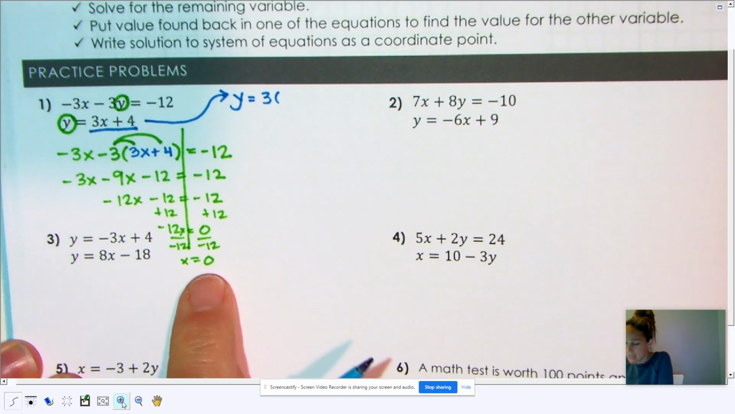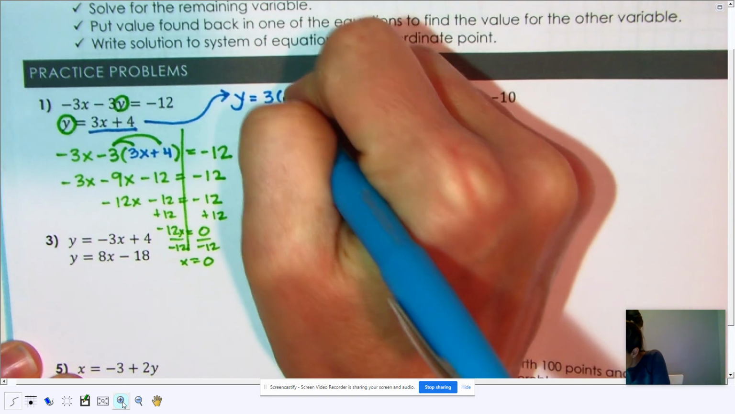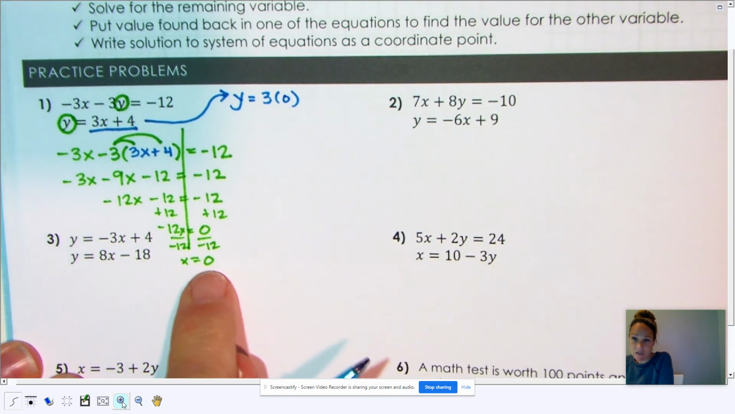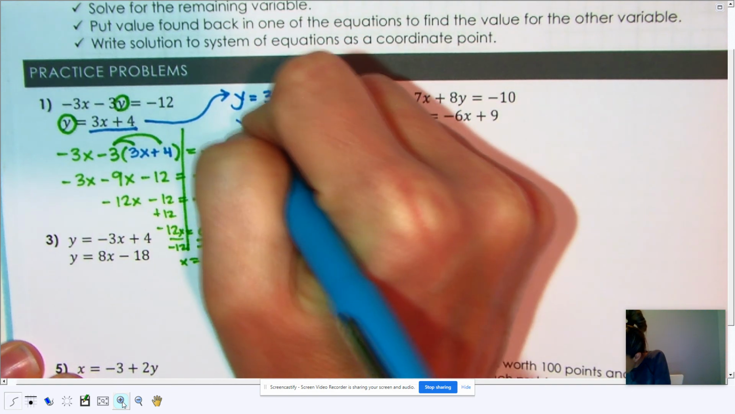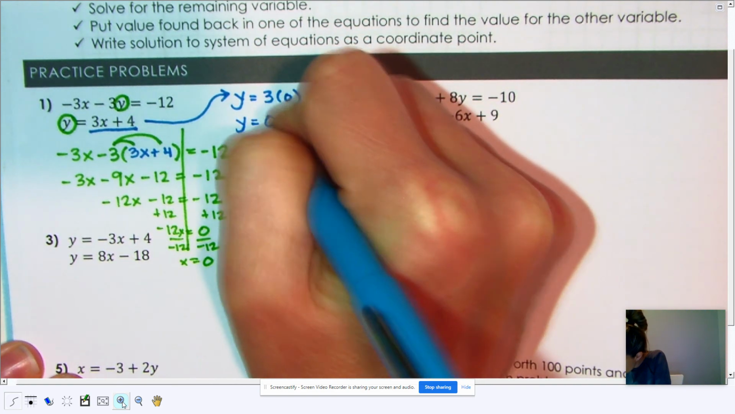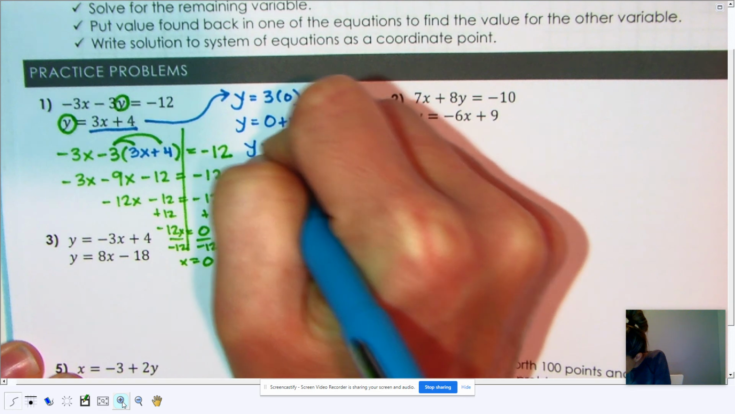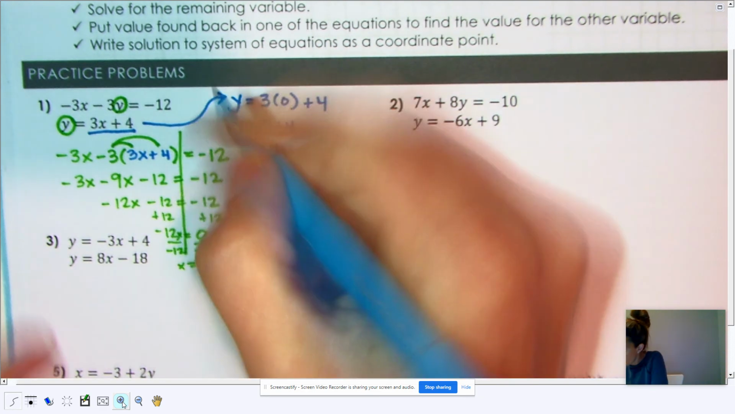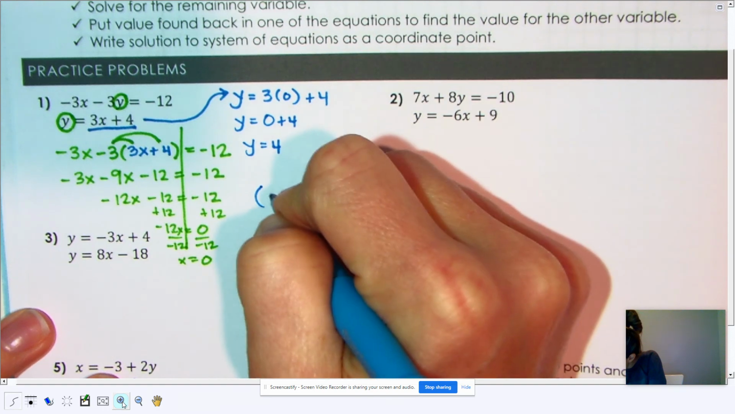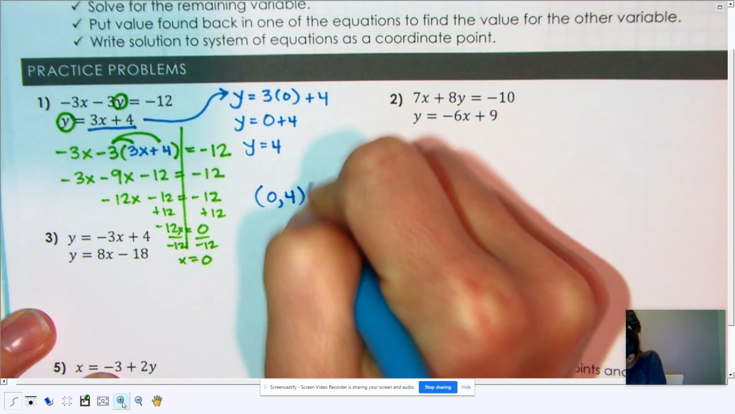Well, now I know what x is. X is 0, and 0 is a number. It doesn't mean no solution. It means that's just the value. X is 0. And then we're going to put a plus 4. So y equals, well, 3 times 0 is just 0. So y is equal to 4. Now, remember to write your answer as an ordered pair. So we have 0 and 4.